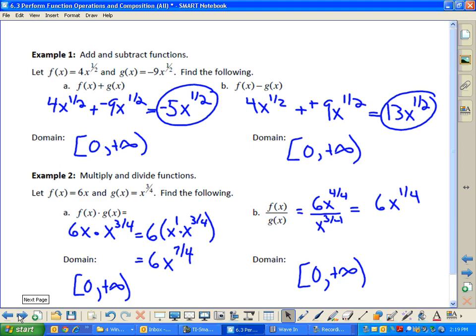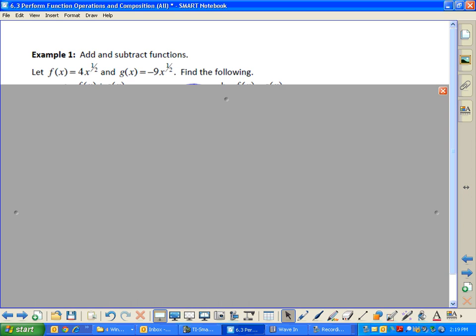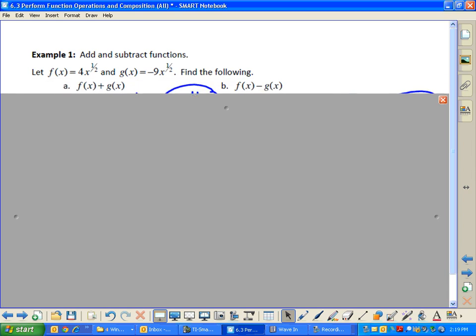Just for some additional examples, a lot of information there. I wanted to make them a little bit more challenging, like give some rational exponents, since this is chapter 6. If I want to find h of x when f of x were 4x to the 1/2 and g of x were -9x to the 1/2, I could add or subtract those two functions. So I'll show you that out here.